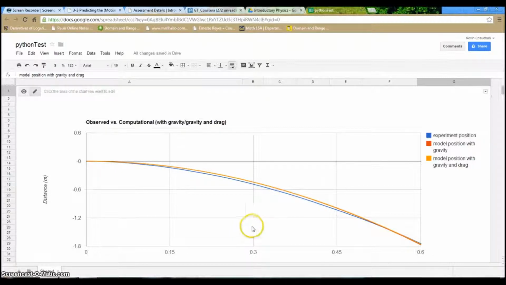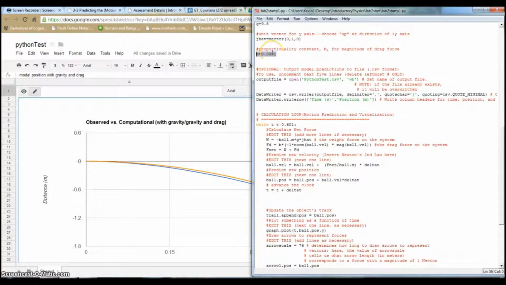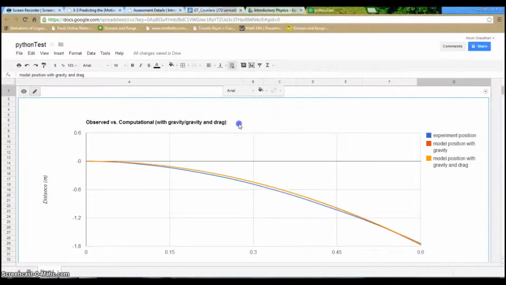Now, when we zoom in, we begin to notice that there is a minor gap between the model position with gravity and drag and the experiment position. One possible reason for this might be the code. If you remember, in the code, we made a rough estimate for b when we were creating the equation. Here it is. As you can see, b was just an approximation. So with an approximation, it is highly unlikely that you will get something that exactly matches the experiment position. Another thing worth noticing is that none of these graphs show a terminal velocity.